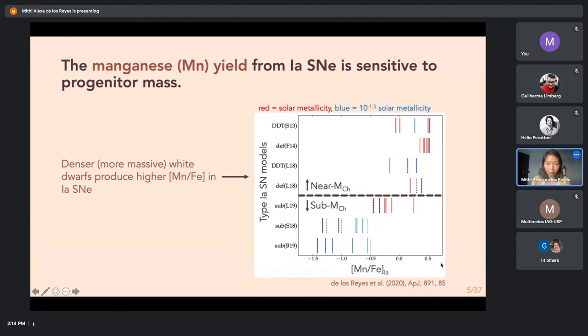So for those who are not familiar, this is what we call bracket notation. So it's logarithmically scaled to solar. So zero is solar abundance, and then minus one is 1/10 solar abundance, and so on.